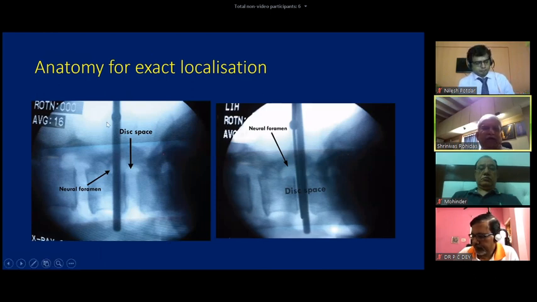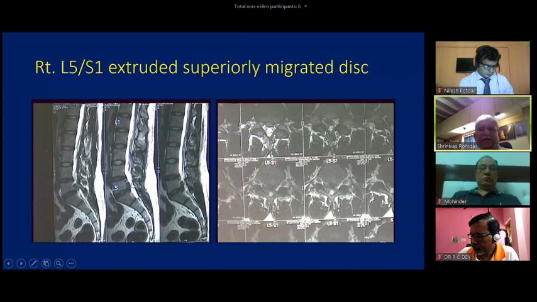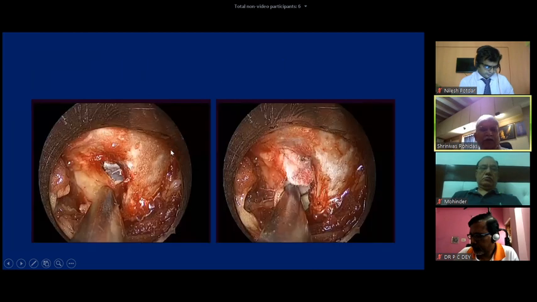Again, this is the localization. This is for the neural foramen. This is for the disc, for the interlaminar approach. Here we have to approach from the foramen. This is a representative case, L5 S1 disc superiorly migrated on the right side. Now this is on the right side. This is cranial, caudal, medial and lateral.